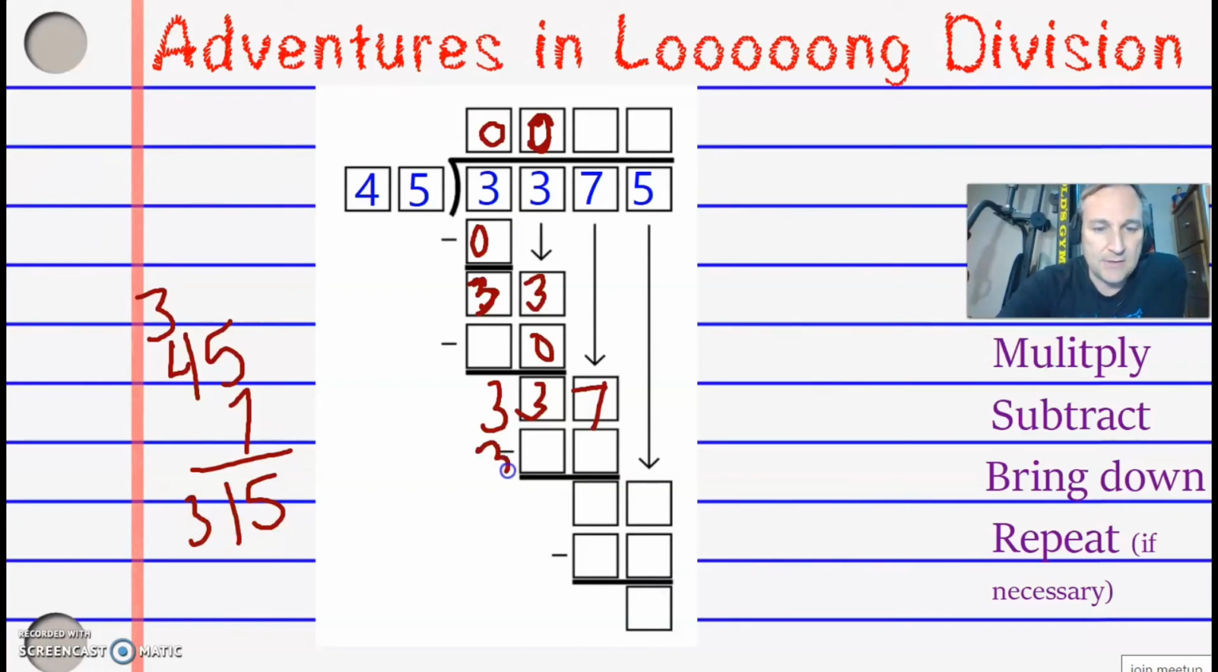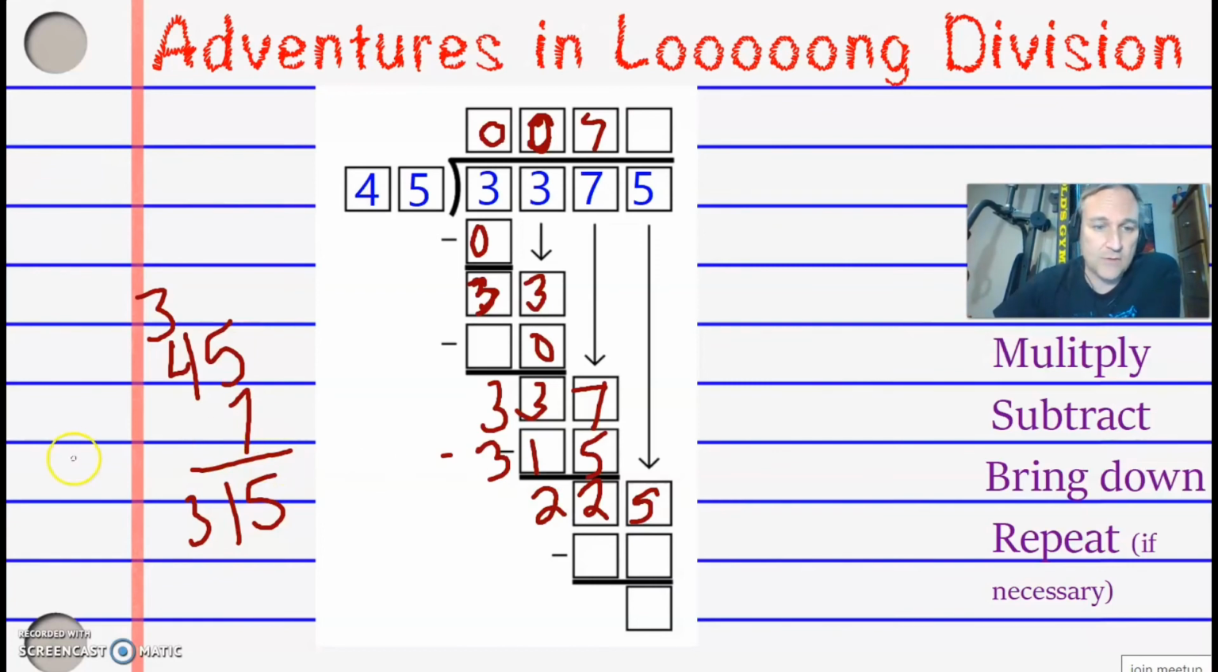So I'm going to subtract 315. Oops, don't want to forget this. Put my 7 up. 7 times 45 is 315. I'm going to move my subtraction sign over there. 7 minus 5 is 2. 33 minus 31 is also 2. And then I got to drop my 5 here. And then how many times does 45 go into 225?